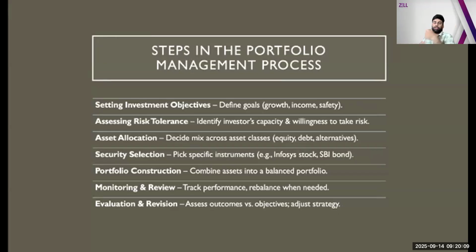Step 2 is assessing risk tolerance. Assessing risk tolerance is the second step. Next, as a portfolio manager, your main responsibility would be to determine how much risk your investor can tolerate. When I say tolerate, it is basically how much capability he has to bear. So risk tolerance depends on your client's age, income stability, financial responsibilities, and personality.